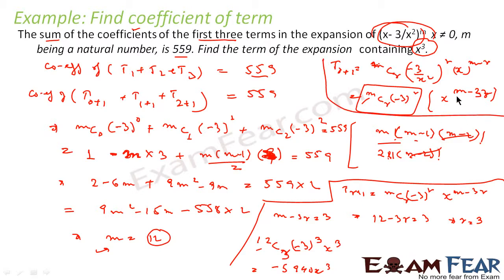Now in this equation we put m is equal to 12, and then we have m minus 3r is equal to 3, because here we have x to the power 3. So we found the value of r. r turned out to be 3, and since we know the value of m and r, we just put the value of m and r in this equation to get the value.